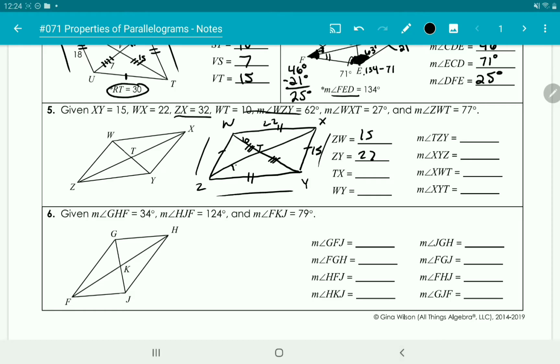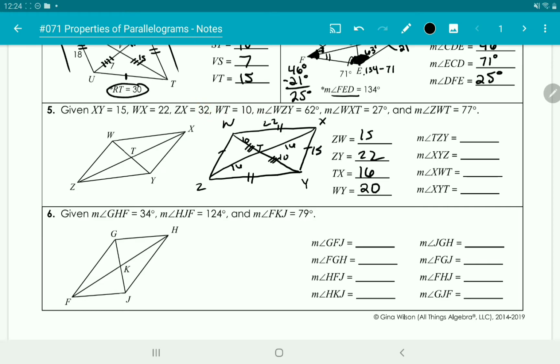Half of 32 is 16, so each of these is going to be 16. Okay? That's 22, sorry, you can't read it. And then WY, from W to Y, we have 10, and then another 10, so the whole thing's going to be 20. Okay? So again, I would suggest doing the sides on the one that you drew for sure.